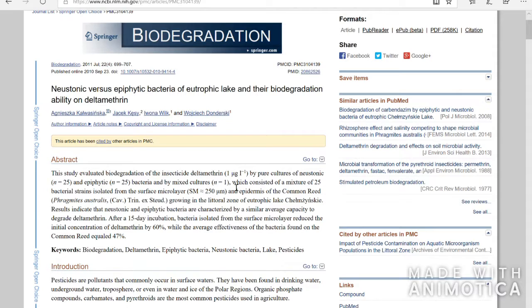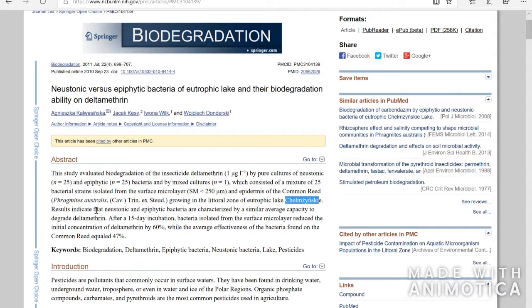mixed together, which consisted of a mixture of 25 bacterial strains isolated from the surface microlayer, so isolated from some area, and epidermis of the common reed, growing in the littoral zone of eutrophic lake. I'm not going to pronounce that. So they basically pulled this bacteria out of whatever this is.